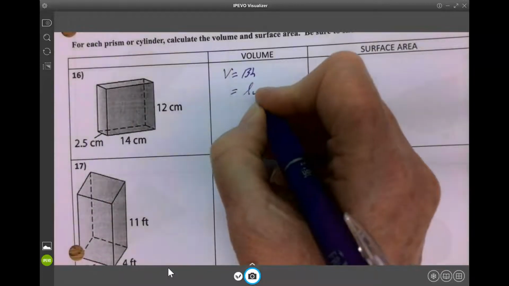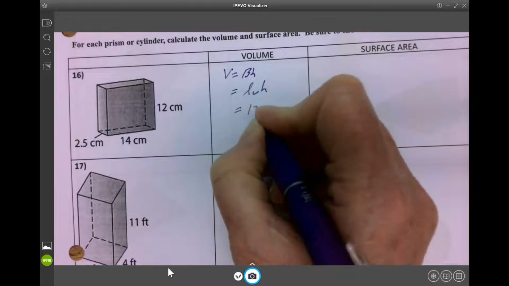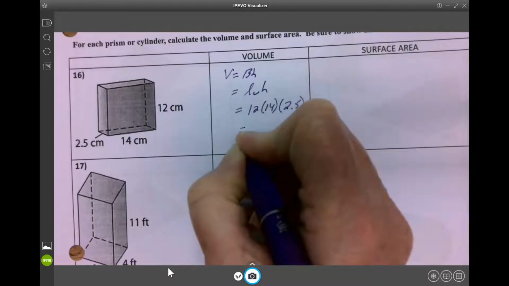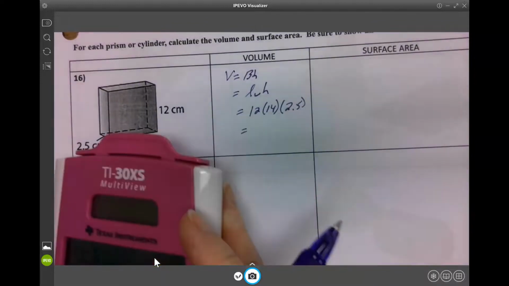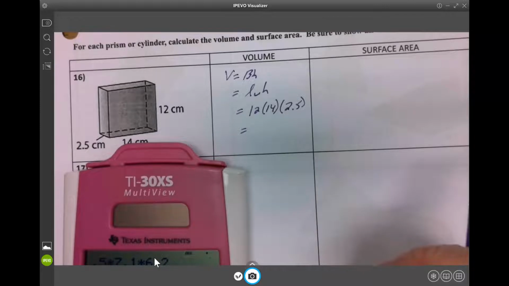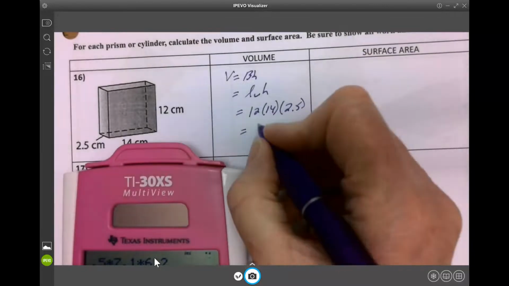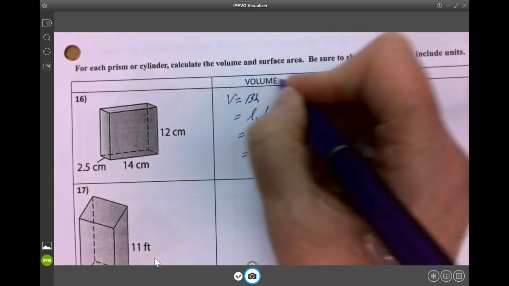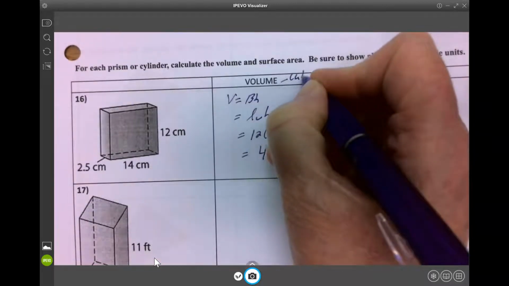So it's going to be length times width times height. So all I have to do is plug in all of these. And since it doesn't matter what order, I'm just going to multiply them all together. So I'm going to multiply 12 times 14 times 2.5. And I get 420. Now what you need to remember, volume is always cubed. I want a cube volume.